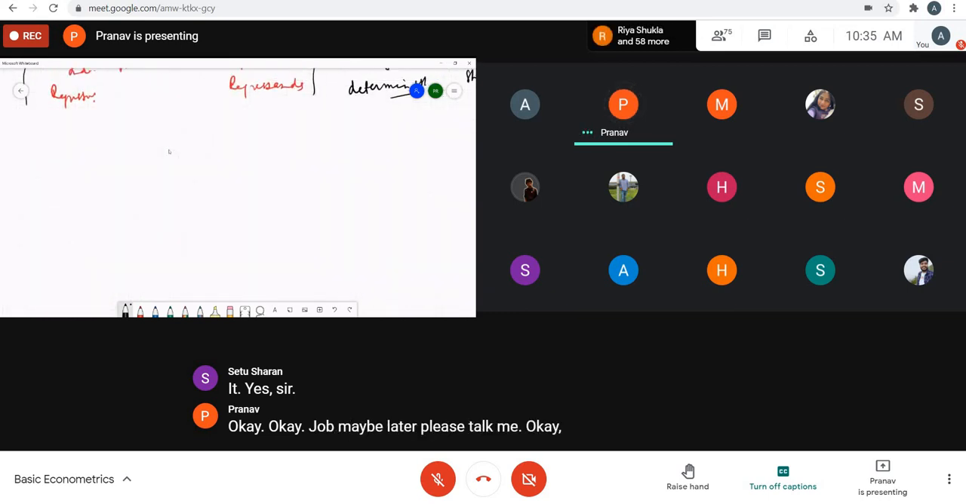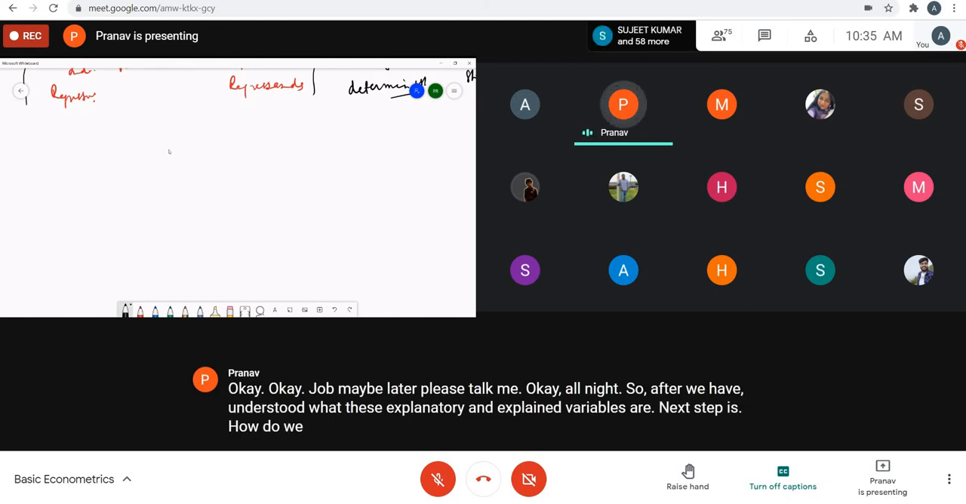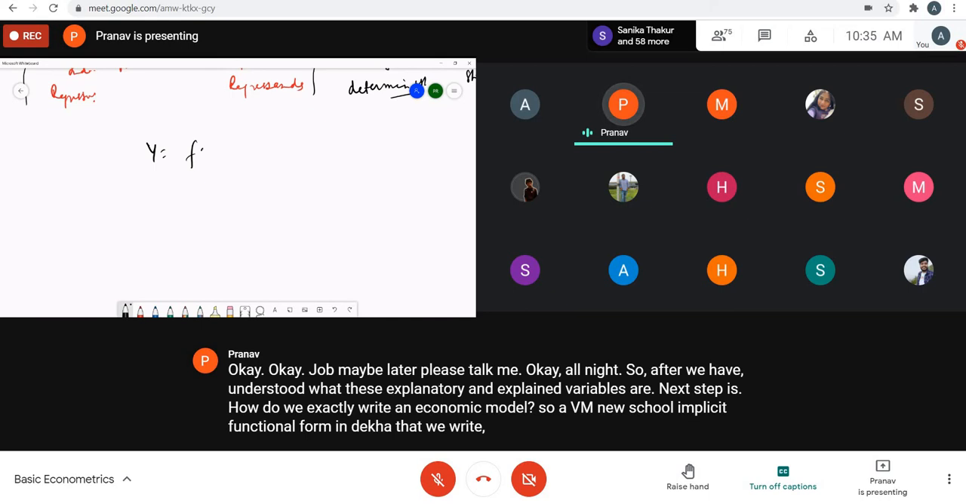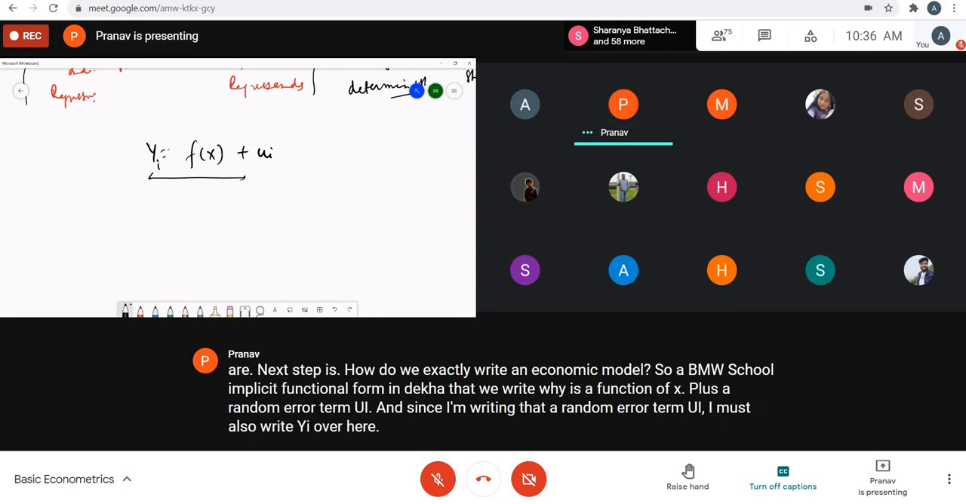Okay, all right. So after we have understood what these explanatory and explained variables are, the next step is how do we exactly write an econometric model? Just now we saw it in implicit functional form, that we write y is a function of x plus a random error term ui. And since I'm writing random error term ui, I must also write yi over here. Now see how these things proceed from here.